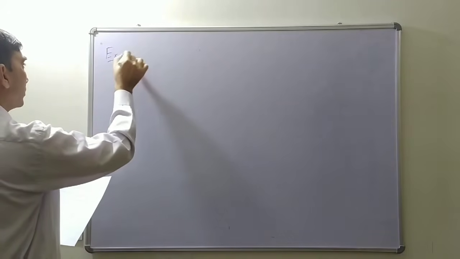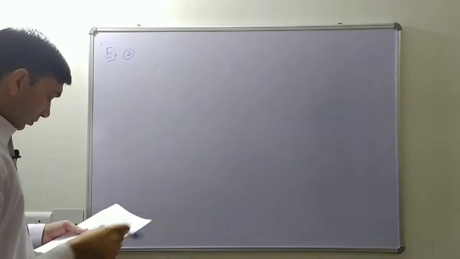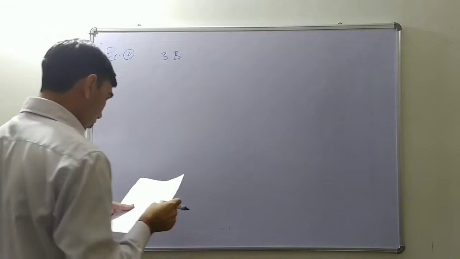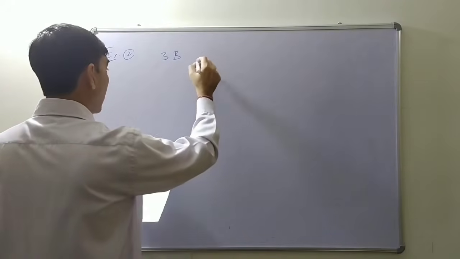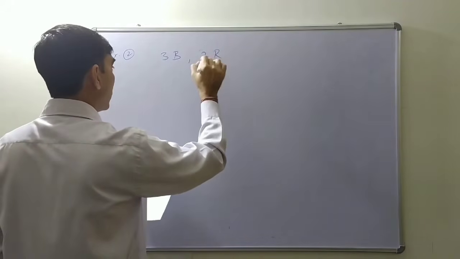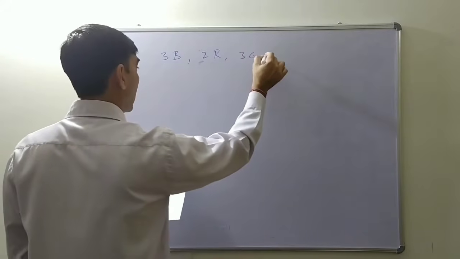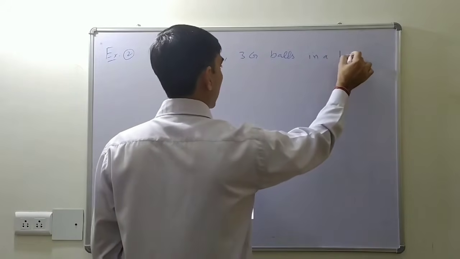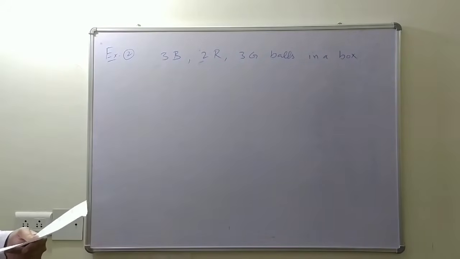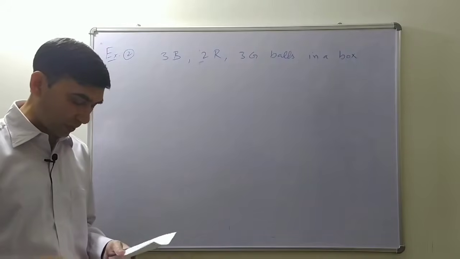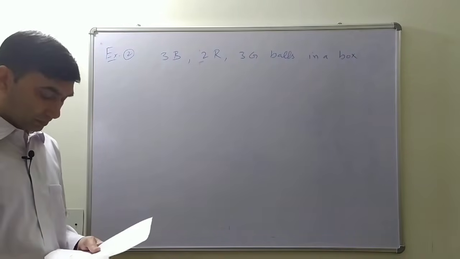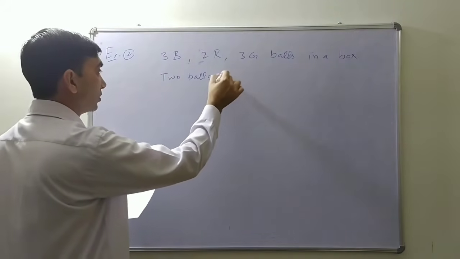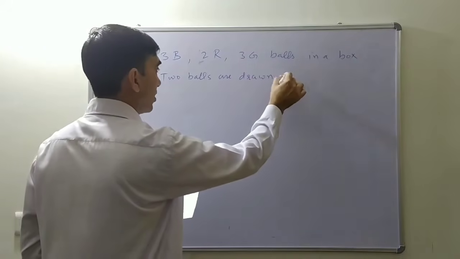Example 2. Suppose there are 3 blue balls, 2 red balls and 3 green balls in a box. 2 balls are drawn at random from the box.